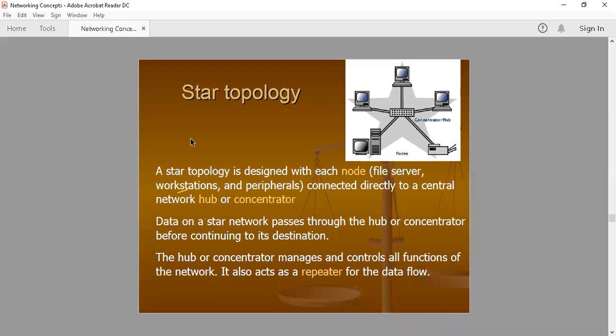Data on a star network passes through the hub before connecting to its destination. If node A sends a request to node B or to the file server, it will first reach the switch. Then it will pass to the router. From there, it reaches the file server. From the file server again to the router, router to switch, switch to node A. Whatever request was raised by node A will be accomplished.